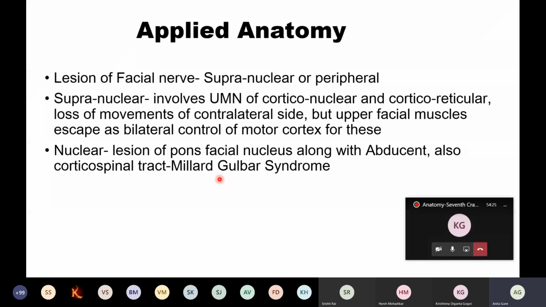There's a syndrome called Millard-Gubler syndrome. It is associated with other symptoms like hemiplegia along with facial nerve paralysis in the nuclear segment. The infranuclear paralysis can take place from the meatal part, tympanic segment, mastoid segment, or below the stylomastoid foramen. This is all called infranuclear paralysis, and if it is present below the stylomastoid foramen, then we call it Bell's palsy. We will see each in detail.